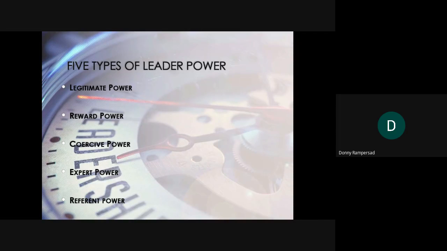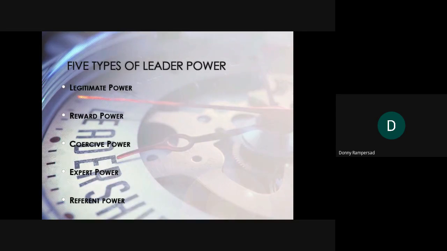Expert power. This is authority resulting from a leader's special knowledge or skill. Again, within the TTPS, take for example, leaders within the crime scene investigation. Because of that person's particular skill set or knowledge base, they would possess a certain amount of power. And the last type of power is referent power. This is authority based on personality characteristics that command followers' attention, respect, and admiration, so that they want to emulate the leader. This is basically followers gravitating towards persons who have a likable personality.